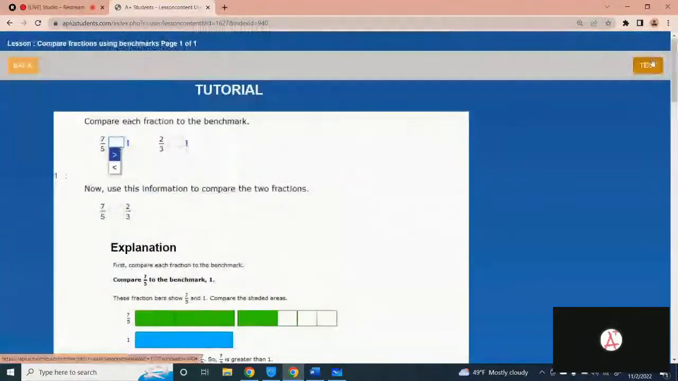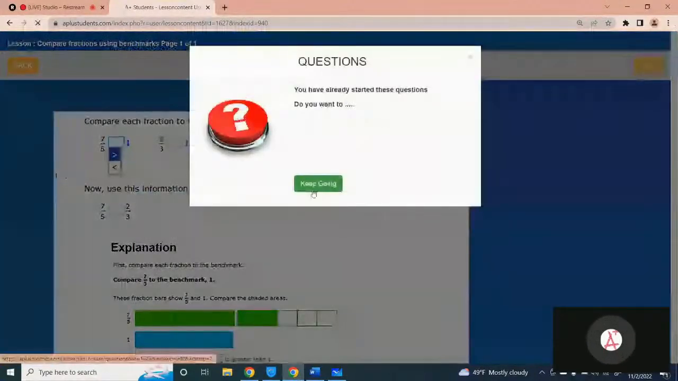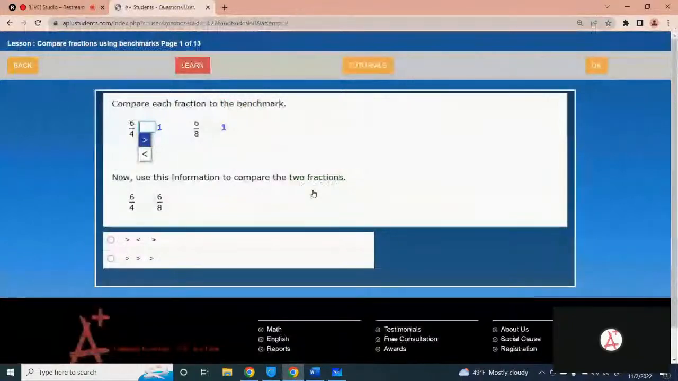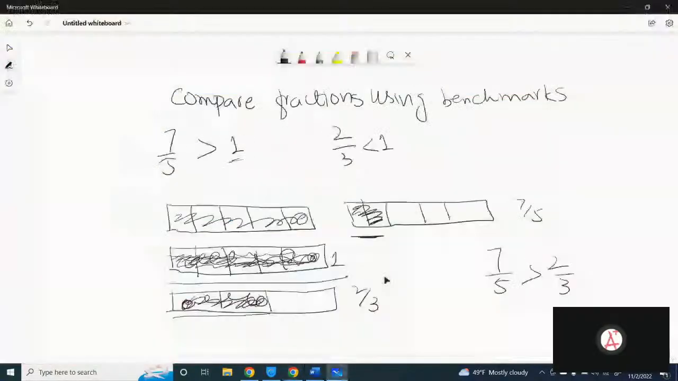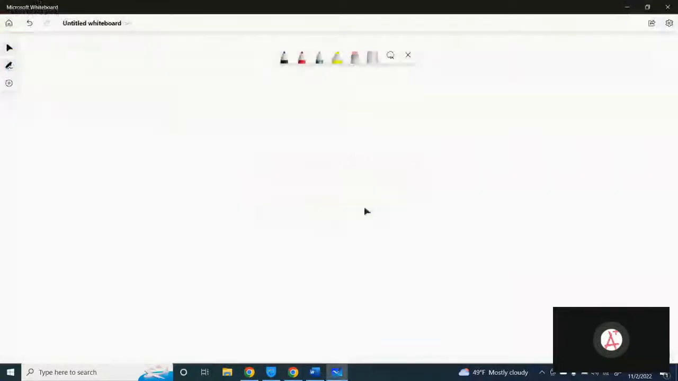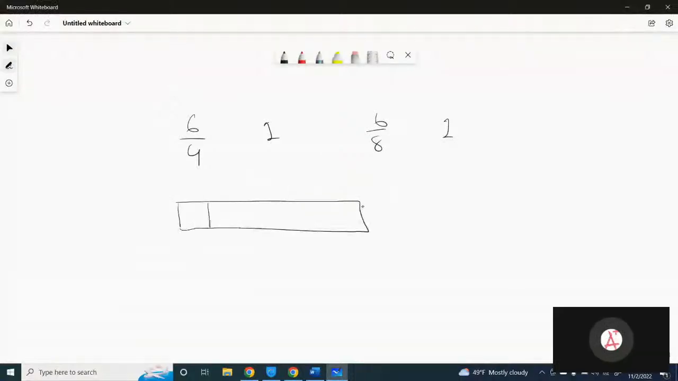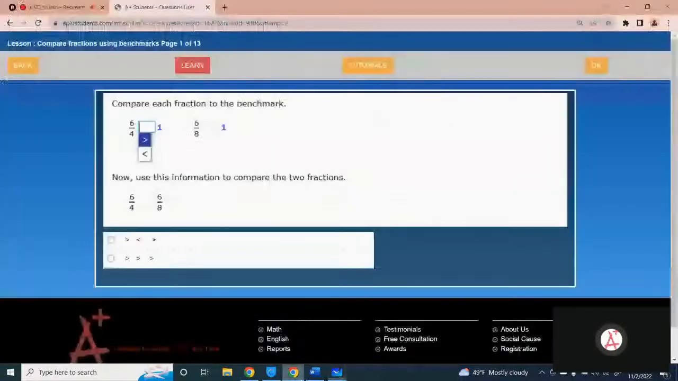Let's start with the practice questions. Okay, 6 by 4 and 6 by 8. The benchmark is 1. 6 by 4 and 6 by 8. Okay, 6 over 4. 1, 2, 3, 4. 1, 2, 3, 4, 5 by 4, 6 over 4. Sorry, 6 over 4, not 4 over 6. Yes, it is 6 over 4.